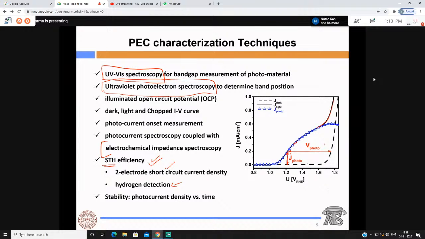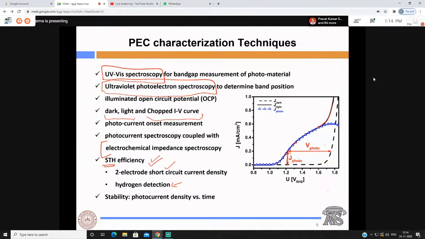It responds to the solar light very well. It has a very nice difference in the dark current and the light current. And now we test the stability of the material. For that, we run this material at a constant potential for a very long time, and we measure the current produced out of the system.